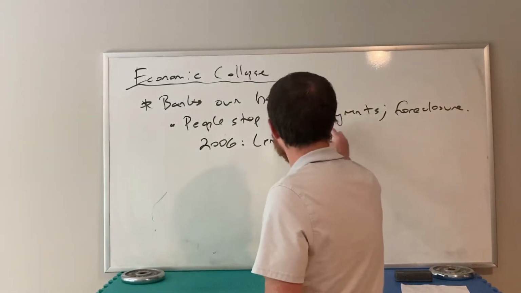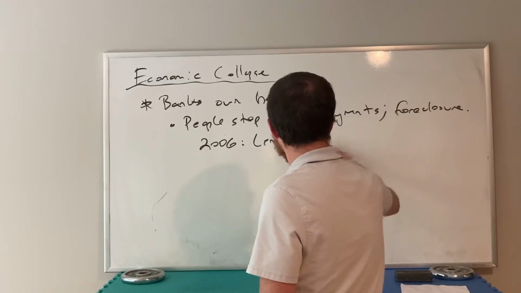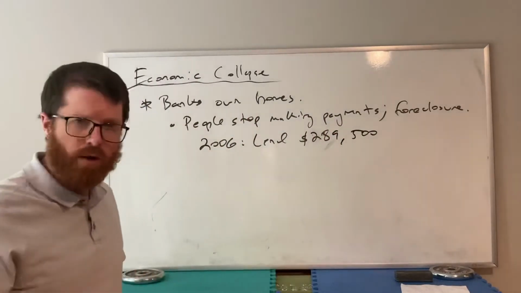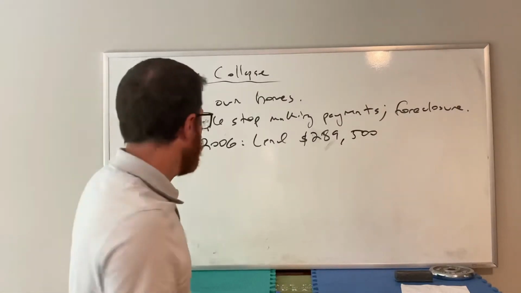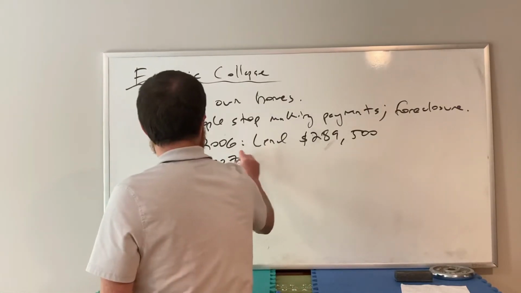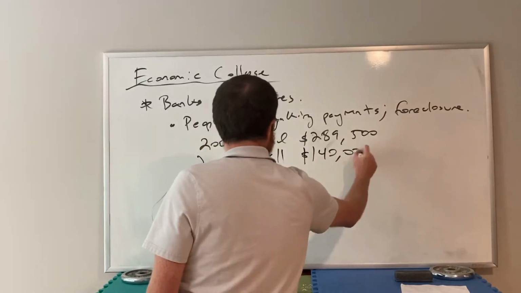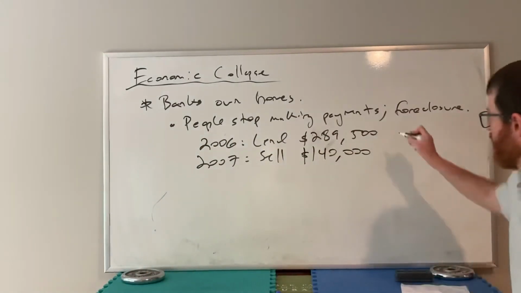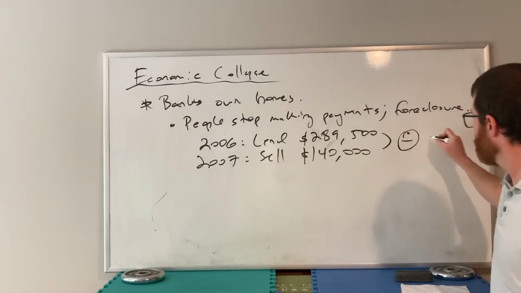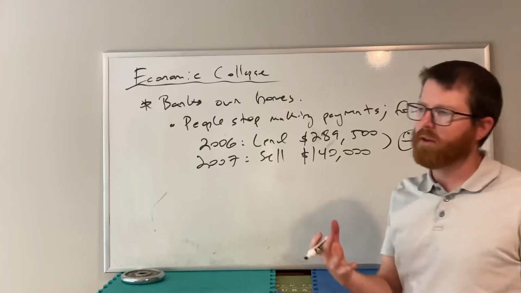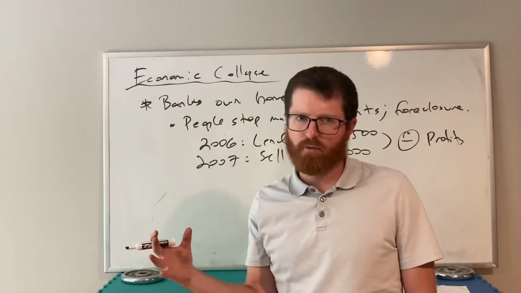from before, you lend $289,500, right? That would be for an FHA loan on a $300,000 house. But come 2007, you sell the house for $140,000, right? Well, then this is negative profits. And you're not just doing that for one house. Banks were seeing this for huge portfolios of houses.